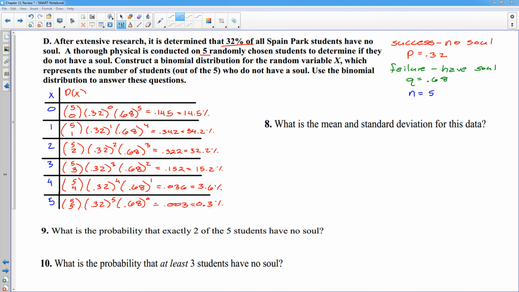All right, there we go. So those are my percentages that number of the 5 do not possess a soul. Then I ask you to find the mean and standard deviation.